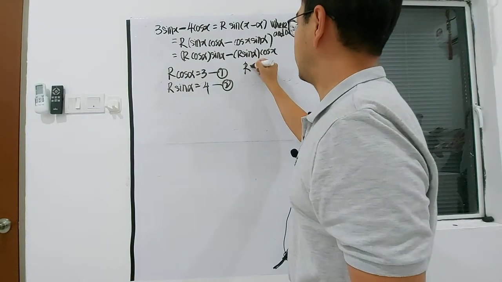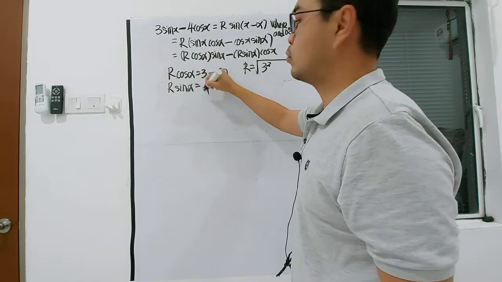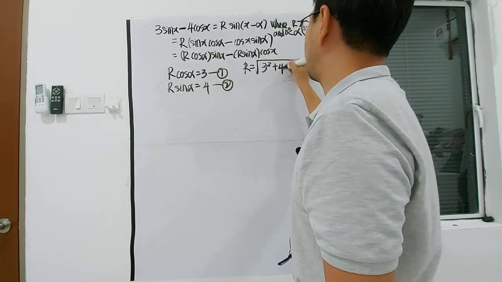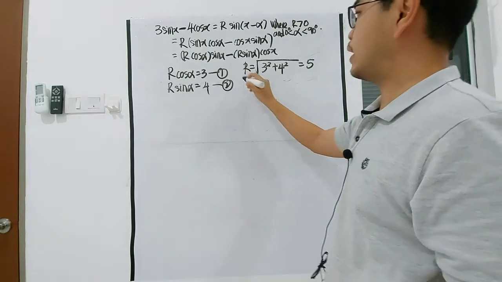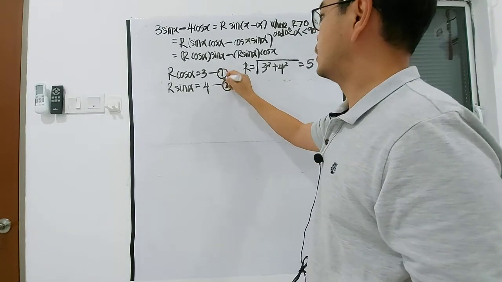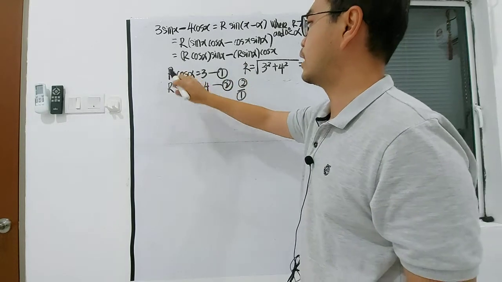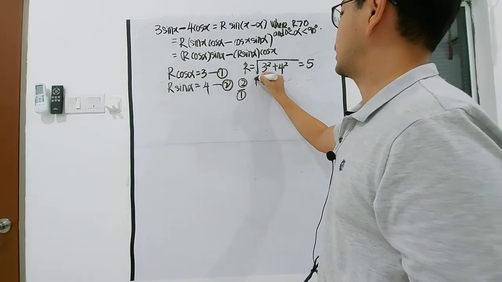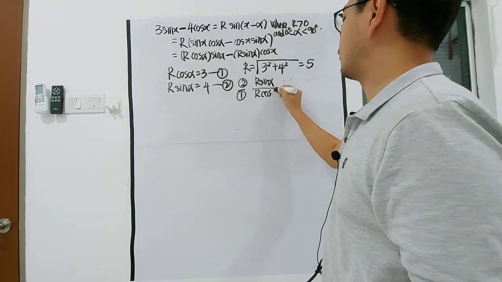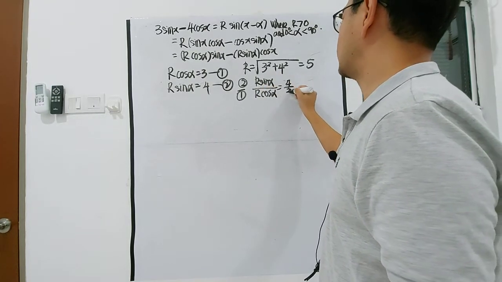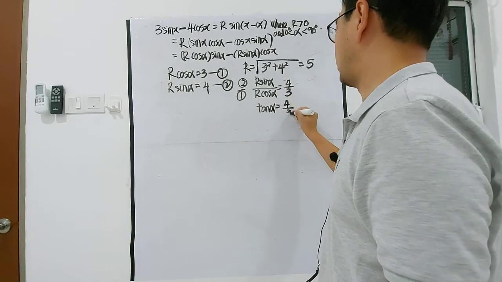So r, the formula will be the square root of 3 squared plus 4 squared, which gives me 5. So how to find alpha? I repeat again, very fast. I take equation 2 divided by equation 1 to get sine over cos. So I will get r sine alpha over r cos alpha, which gives me 4 over 3. So I got tangent alpha equals 4 over 3.